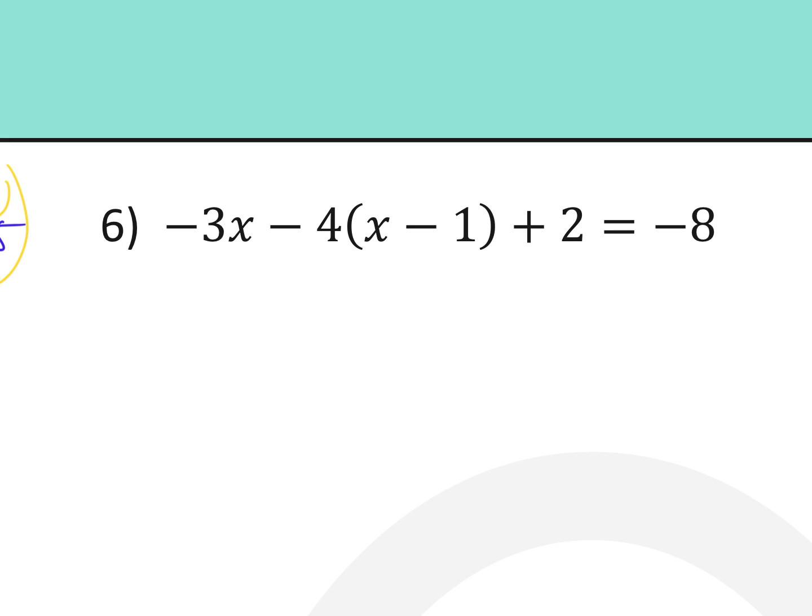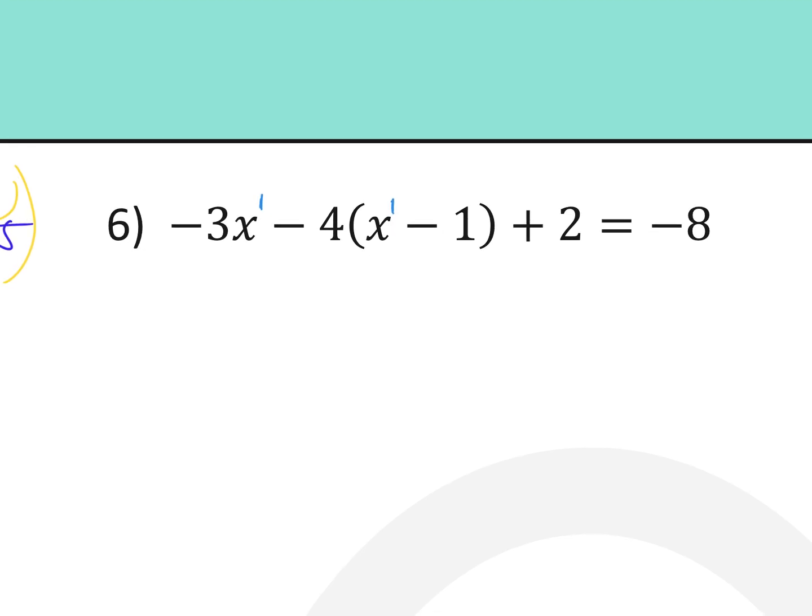How many answers should I get for number 6? 1. What's the exponent on x? 1. If you have x to the first power, you're going to have 1 answer. If you have x to the second power, how many answers? 2. X to the third power, how many answers? 3. Okay, so be mindful of that. You're going to have a question like this. Might have an extra bracket or something like that.